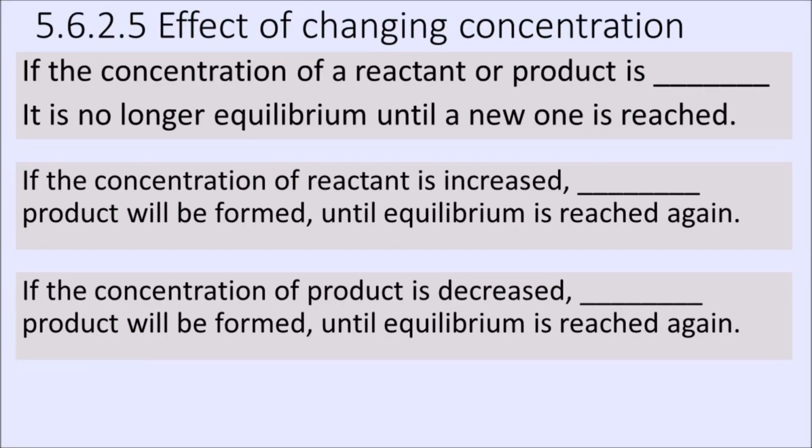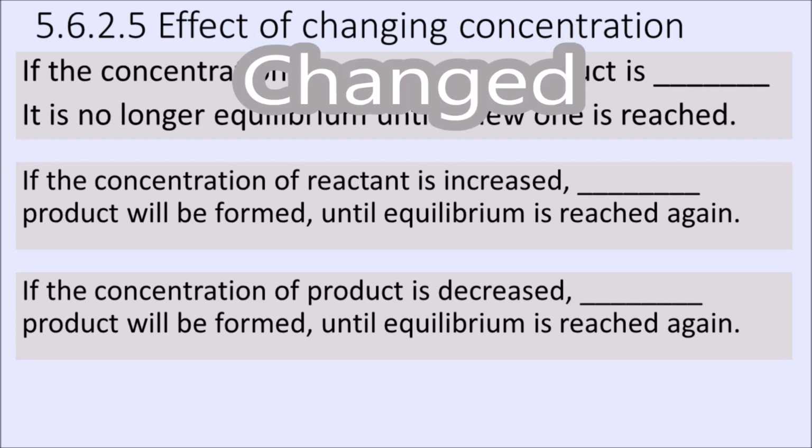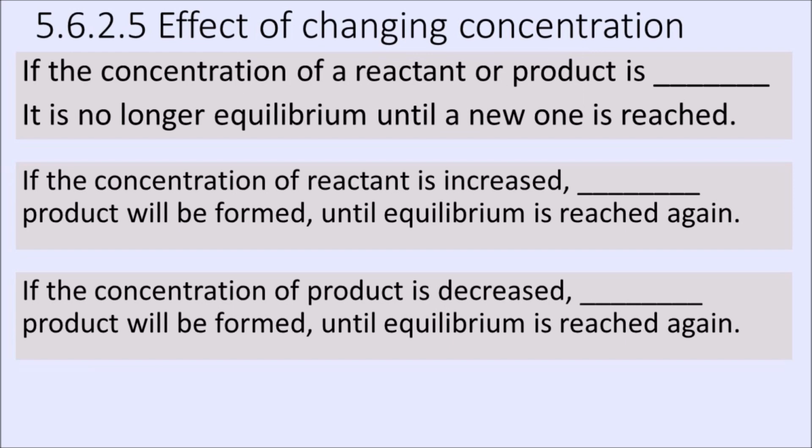What is the effect of changing concentration and pressure on equilibrium? Well, if the concentration of a reactant or product is changed, it's no longer at equilibrium until a new one is reached. If the concentration of reactant is increased, more product will be formed until equilibrium is reached again. If the concentration of the product is decreased, more product will be formed until equilibrium is reached again.